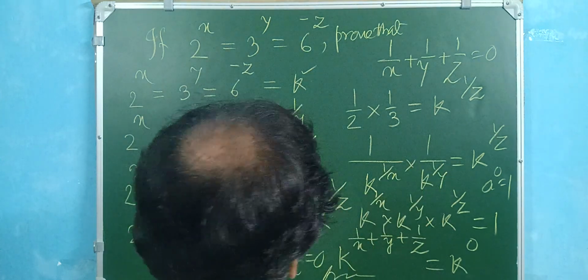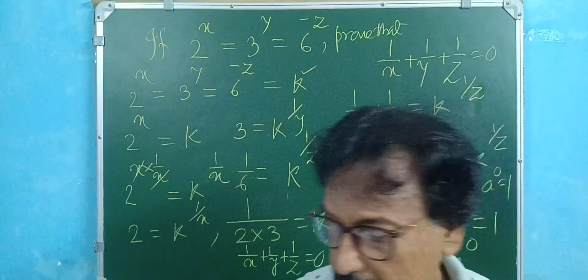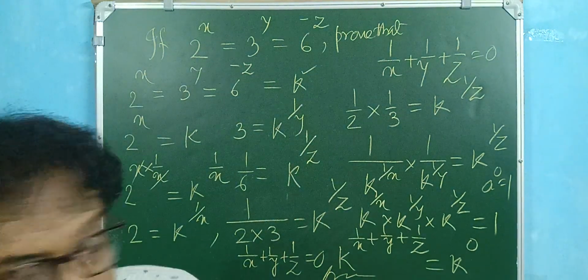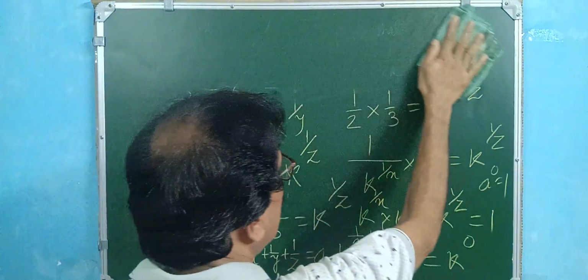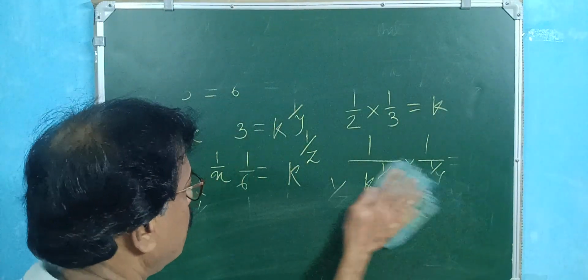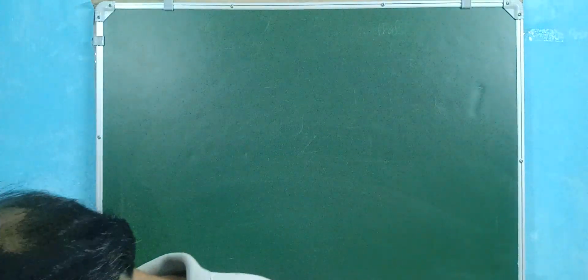So proved, this part is 0. Clear? So 1 by x plus 1 by y plus 1 by z is 0. Clear? Now the next one. I will show you a different pattern, to understand how the interest grows in indices. Okay, now the next sum.